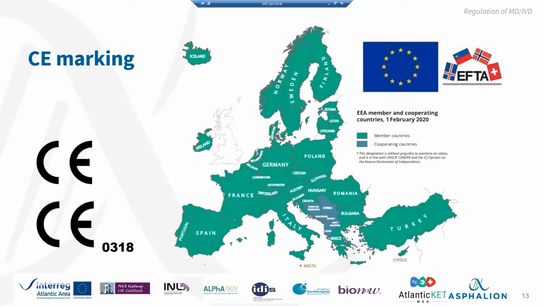You might have seen this CE logo on the packaging of medical devices. This indicates that it's CE marked, and this little number below indicates the notified body that was involved in the certification of this product. As a medical device in Europe, you only need one CE marking. Once you are CE marked, you're allowed to place the product in the whole European market.